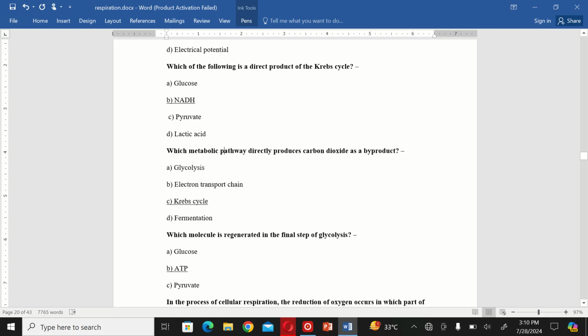The next MCQ is which of the following is a direct product of the Krebs cycle? A. Glucose. B. NADH. And C. Pyruvate. D. Lactic acid. So the correct option is B.